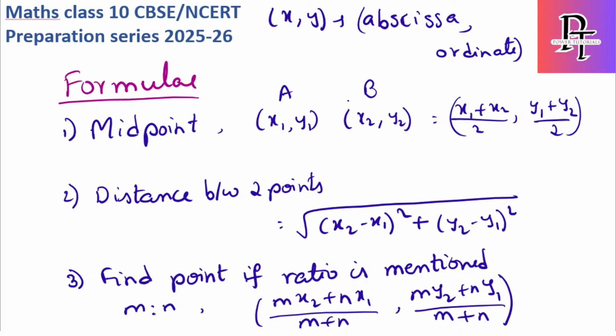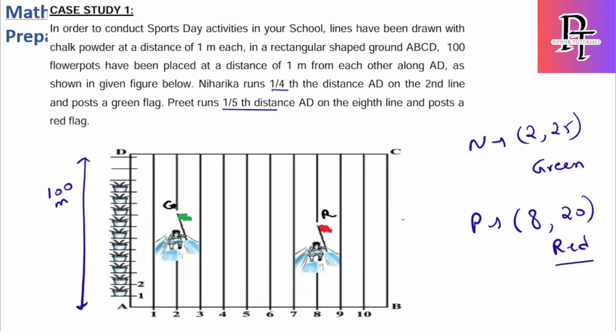And repeating the small introduction: midpoint is ((x1 plus x2) by 2, (y1 plus y2) by 2). Distance between 2 points is root of (x2 minus x1) whole square plus (y2 minus y1) whole square. About the ratio, as I mentioned, it is (m x2 plus n x1) by (m plus n) and (m y2 plus n y1) by (m plus n). Based on it, we'll get all the required formulas.